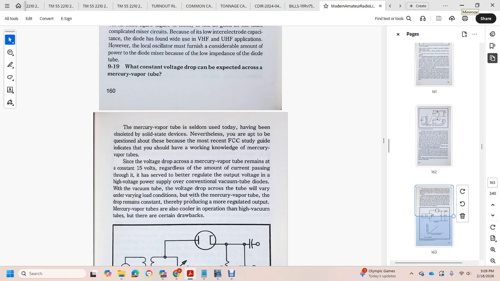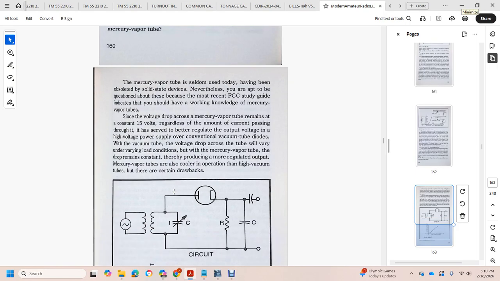Since the voltage drop across the mercury vapor tube remains constant at 15 volts regardless of the amount of current passing through, it has a better regulated output voltage in a high voltage power supply than a conventional vacuum tube. In a vacuum tube, the voltage drop across the tube will vary under varying load conditions, while in a mercury vapor tube the drop remains constant, thereby producing a more regulated output. Mercury vapor tubes are cooler in operation than high vacuum tubes, but there are certain drawbacks.